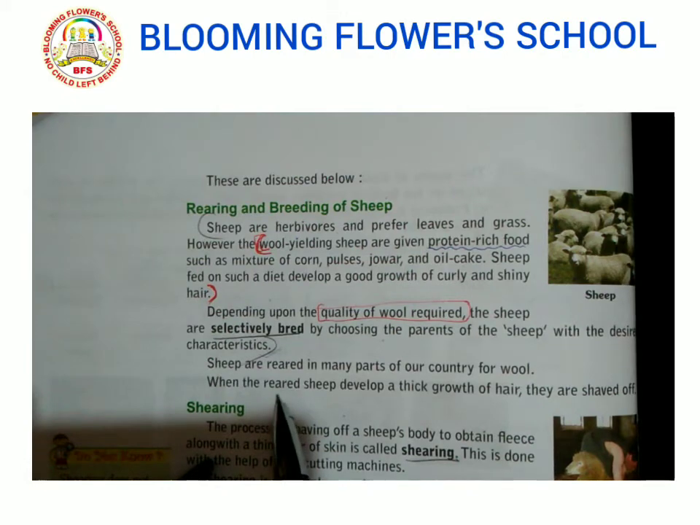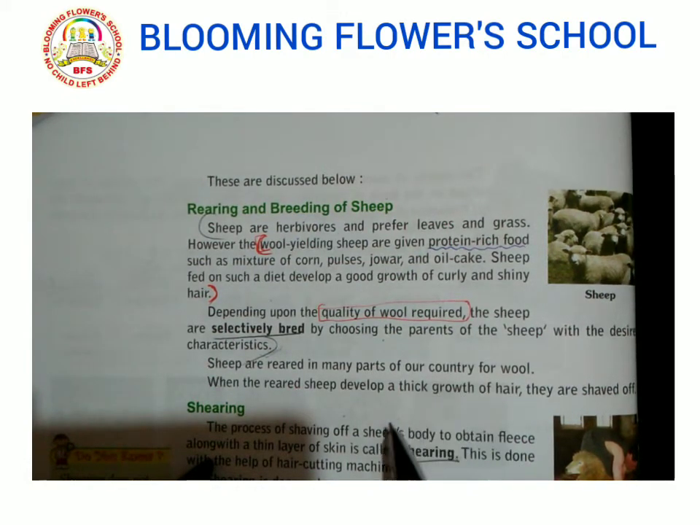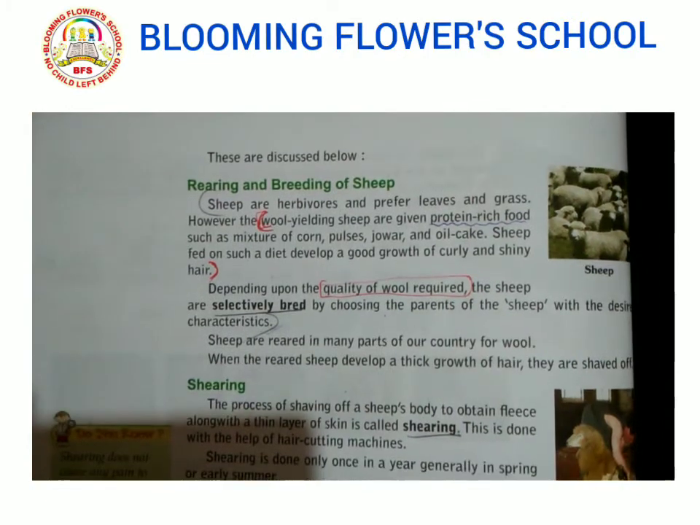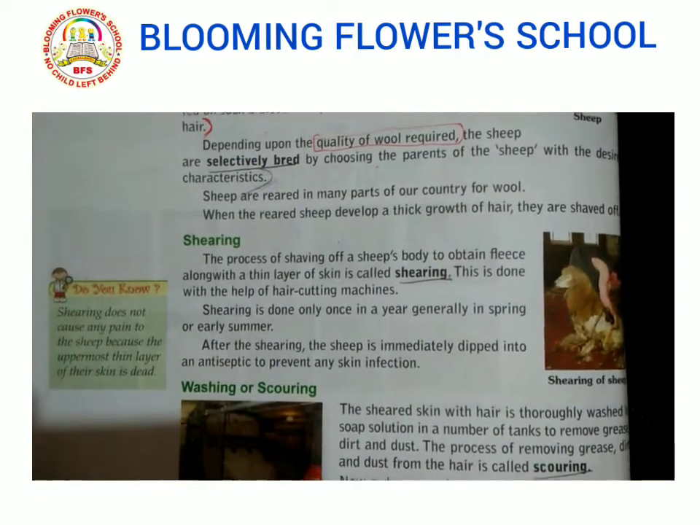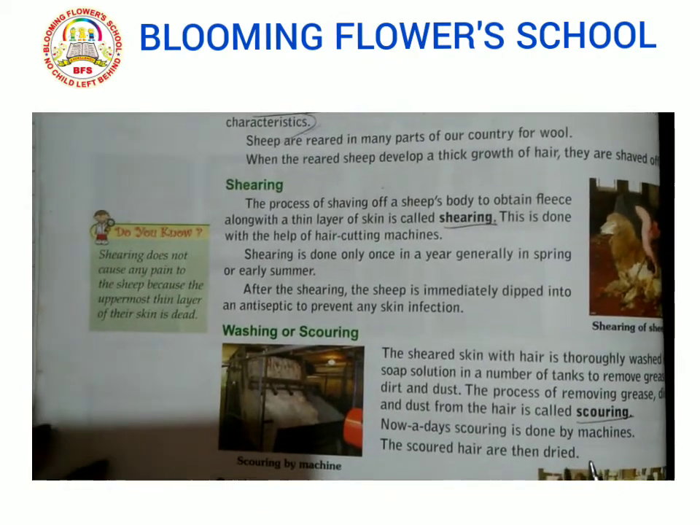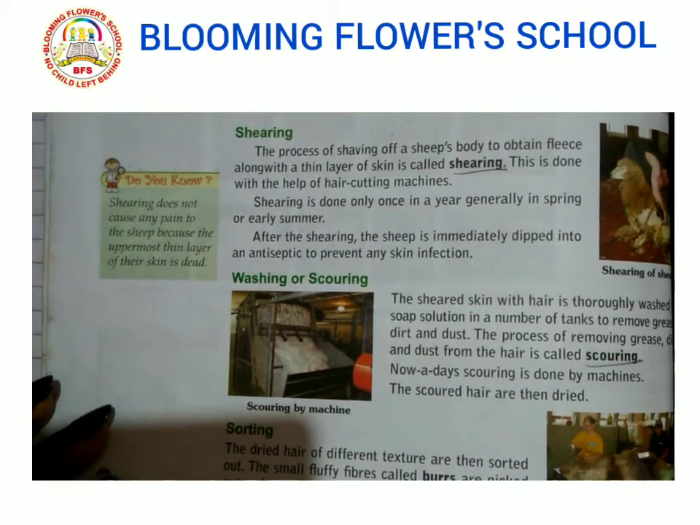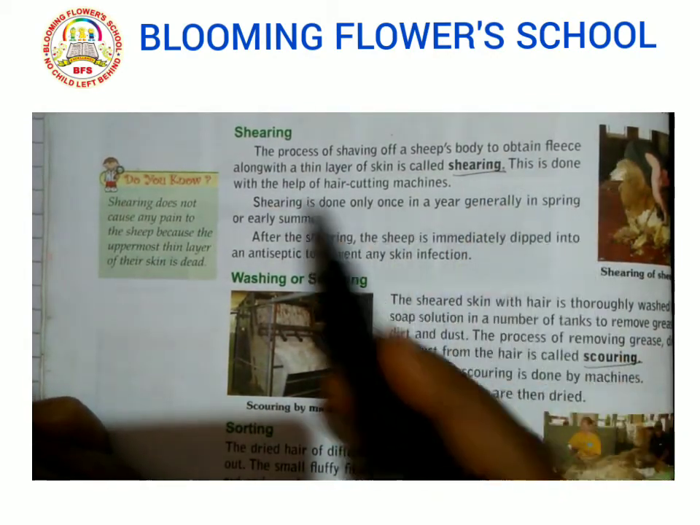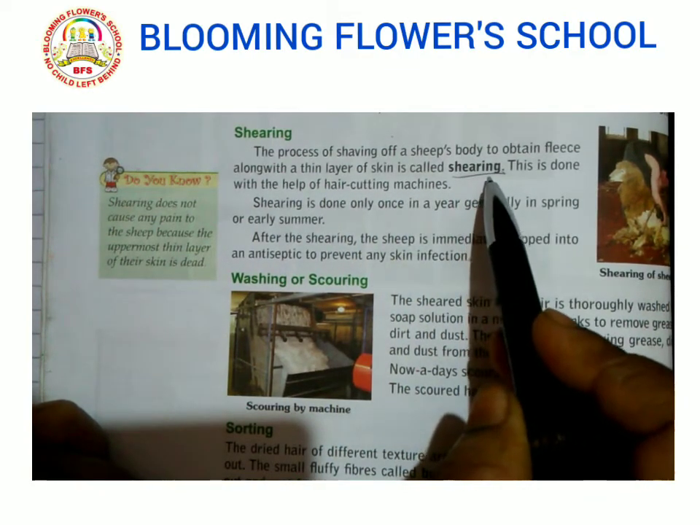Now after your wool is developed on its skin, that hair is shaved off. You will shave. The process of shaving of the sheep's body to obtain fleece along with the thin layer of skin is called shearing.